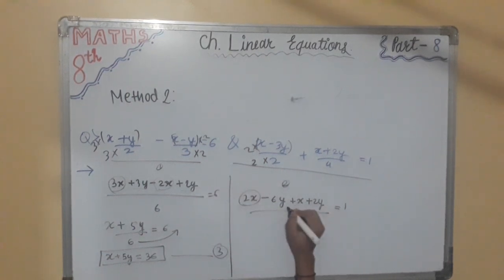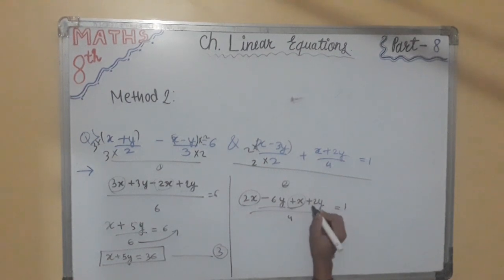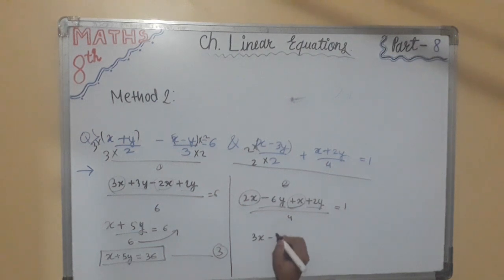And on this side we can simplify 2x plus x and minus 6y plus 2y. 2x plus x is 3x, minus 6y plus 2y is minus 4y, upon 4 is equal to 1. The 4 was in division, it will go in multiplication. 3x minus 4y is equal to 4 into 1, which is 4. So this will be our equation 4. Now we have converted these into simple equations.